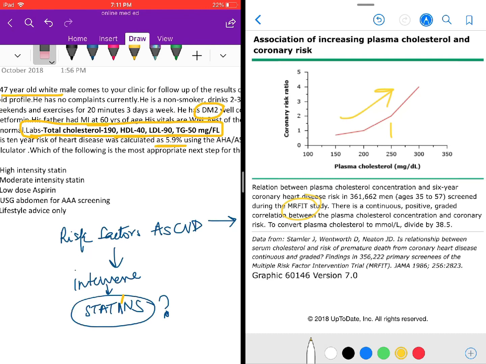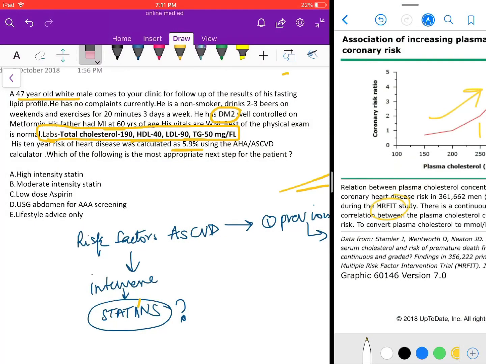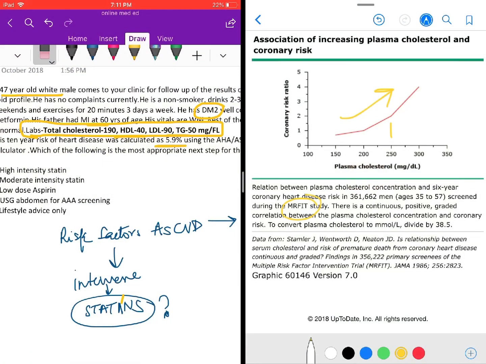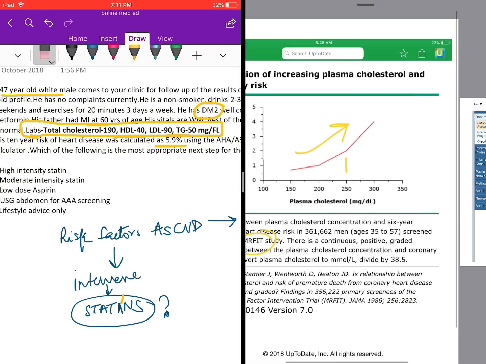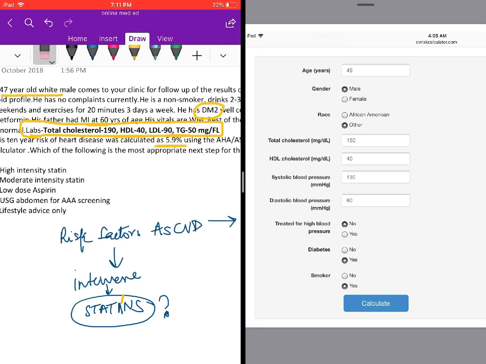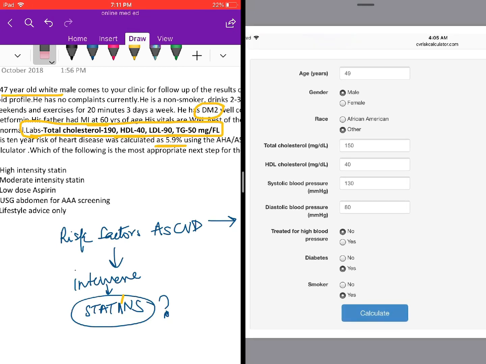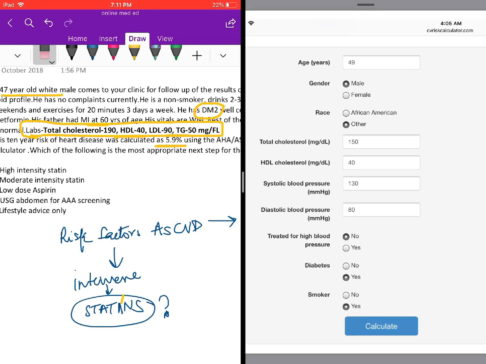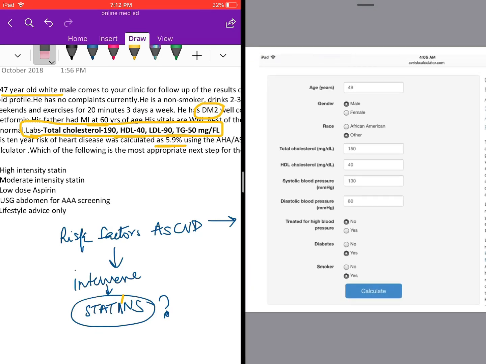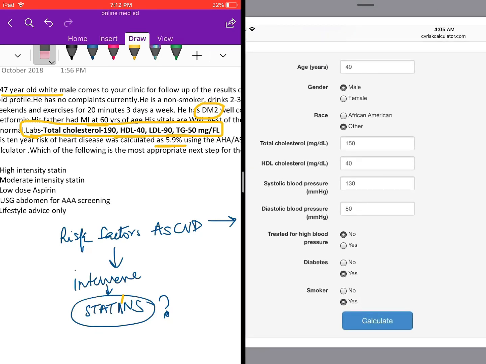So what is the purpose of doing a lipid profile? Well, we do it to calculate the overall risk for CVD in a patient using one of these calculators. Now, let's take a look at what that calculator actually talks about. This is the calculator that we use. This is the AHA, also called the pooled cohort equation. It takes into account your age, your gender, your race, as well as your total and HDL cholesterol levels, your blood pressure, and whether or not you're a diabetic and a smoker to calculate your CVD risk.